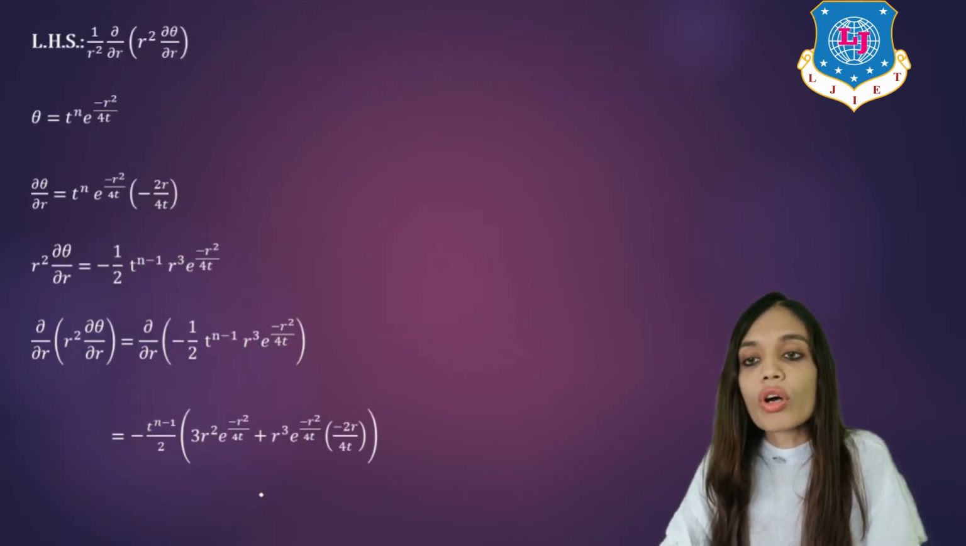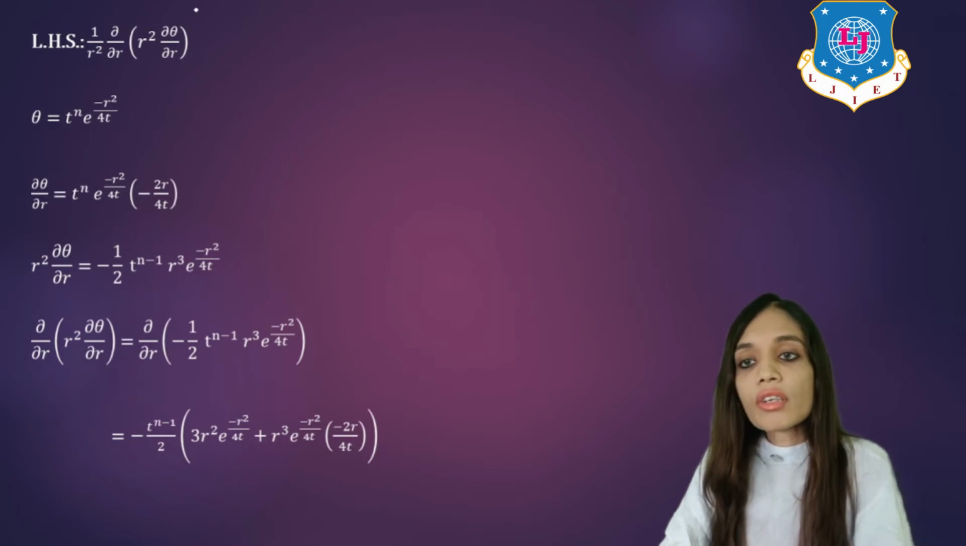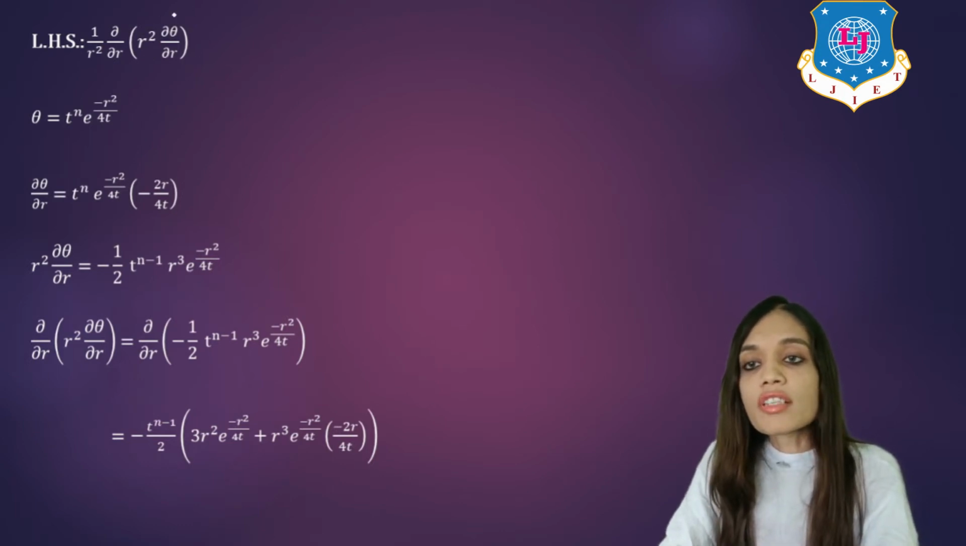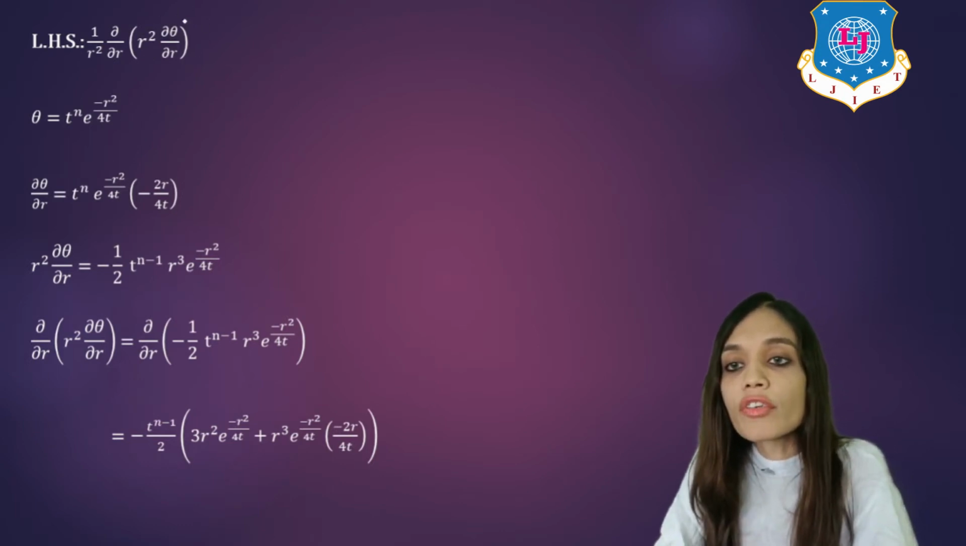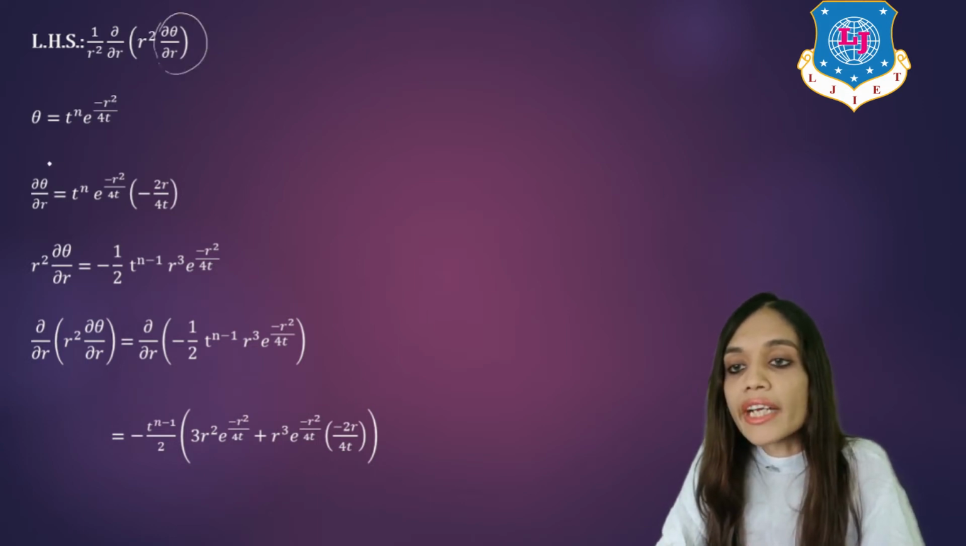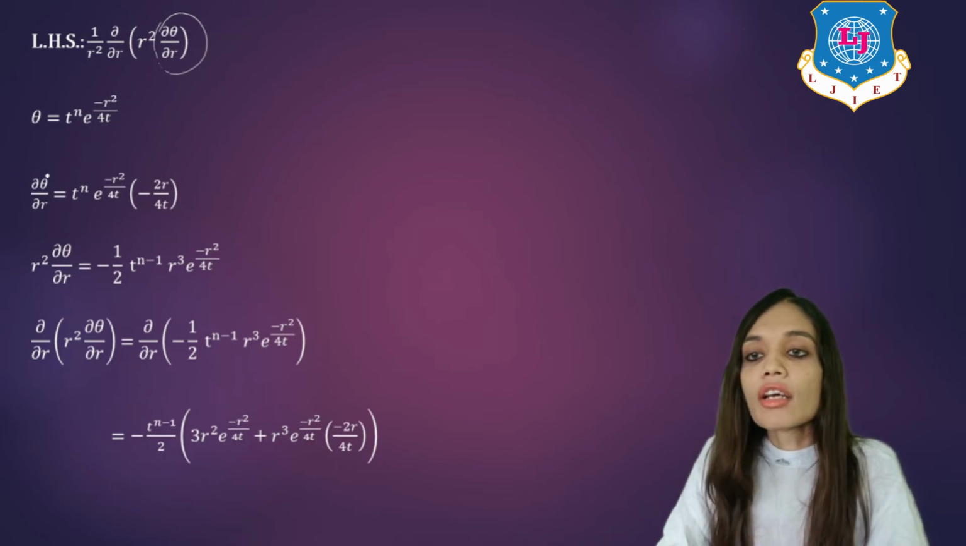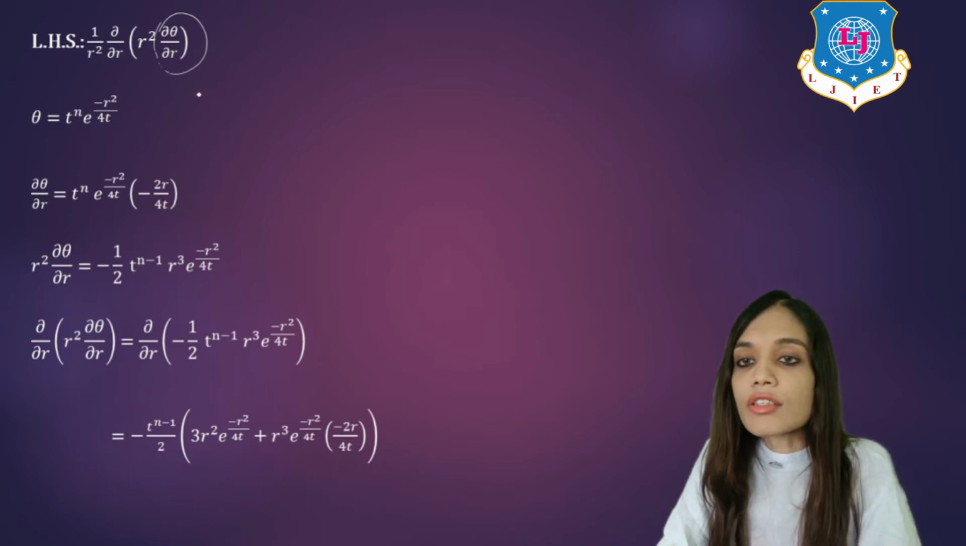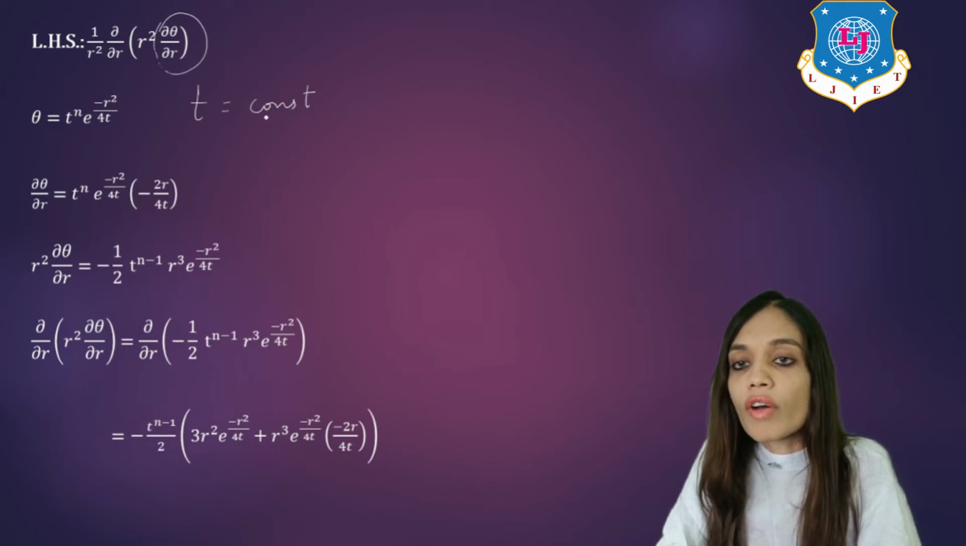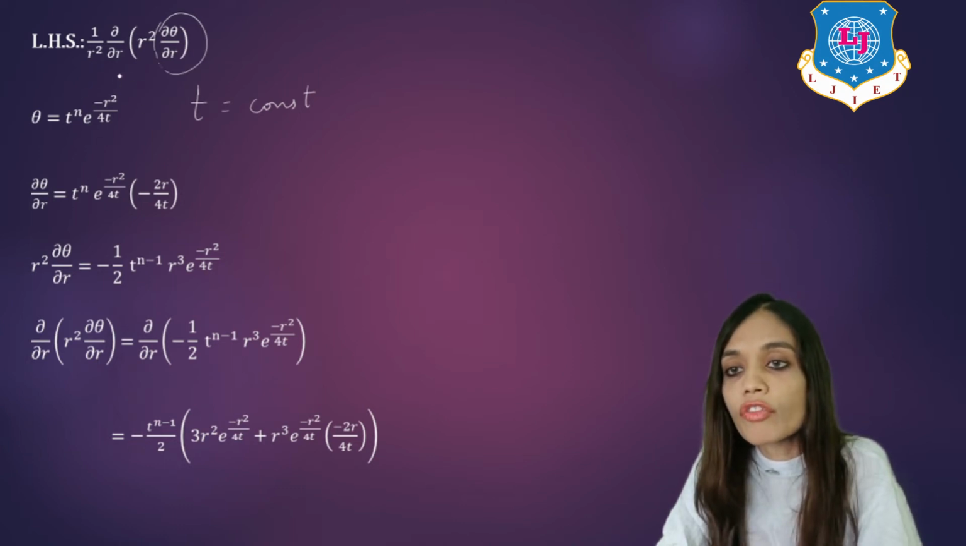Now let us go to our LHS part. So in LHS, firstly what we will find is del theta by del r. While finding del theta by del r, you have to keep t as constant. Which term as constant? T as constant. So while keeping t as constant, t raised to n will remain as it is. Just do the derivative of this term with respect to r.